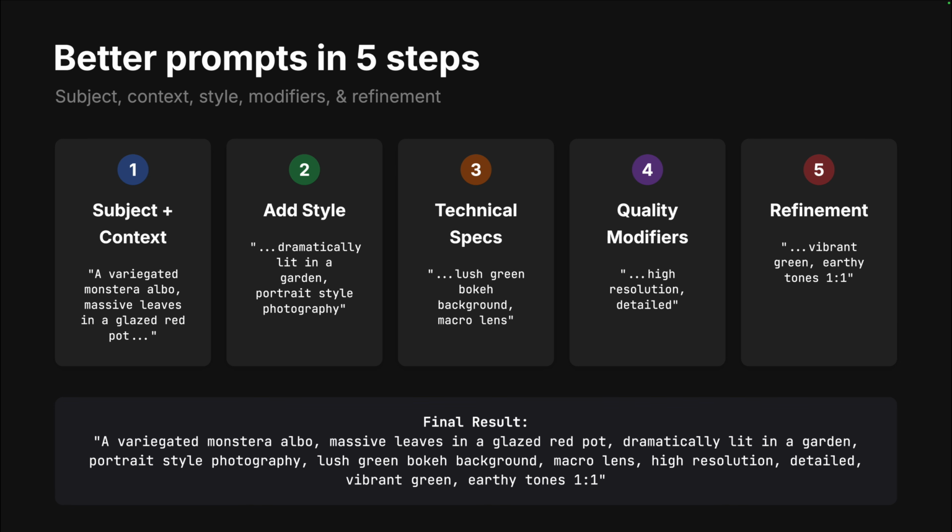Putting it together, a variegated Monstera albo with massive leaves in a glazed red pot, that's our subject, dramatically lit in a garden, portrait-style photography, lush green bokeh background, macro lens, high resolution, detailed, vibrant green, earthy tones, 1:1. This might even be a little complicated, but what does that produce?